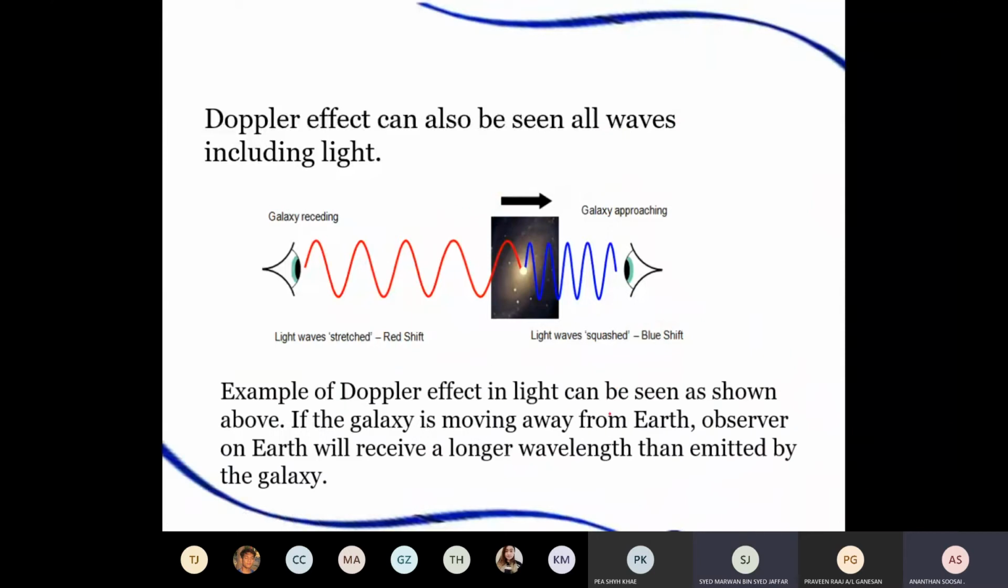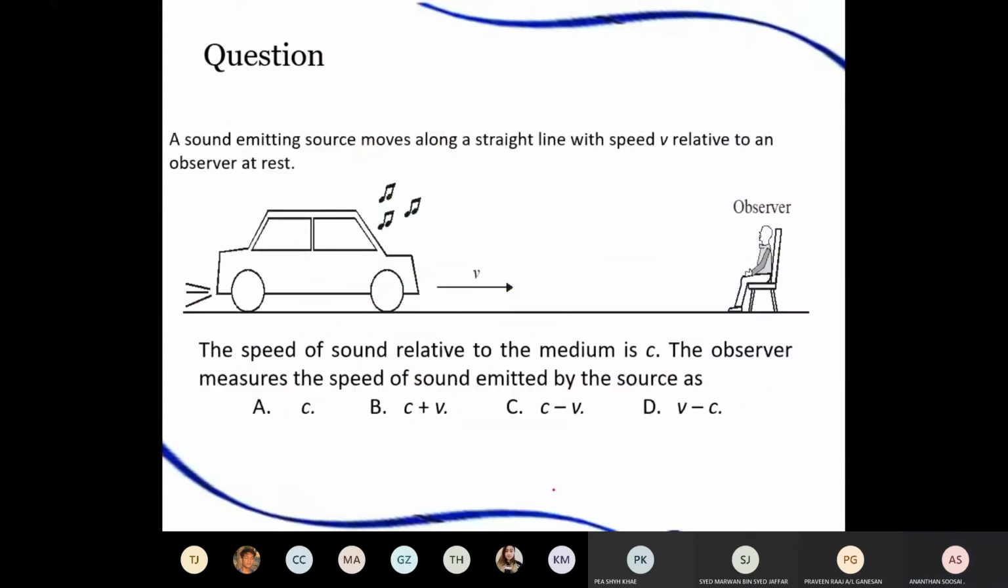The example of the Doppler effect for light can be seen as shown above. When the galaxy moves away from Earth, an observer on Earth will receive a longer wavelength than that emitted by the galaxy, which is evidence of redshift. Now, your turn. What is the answer for this question? One minute for you. Doppler effect.